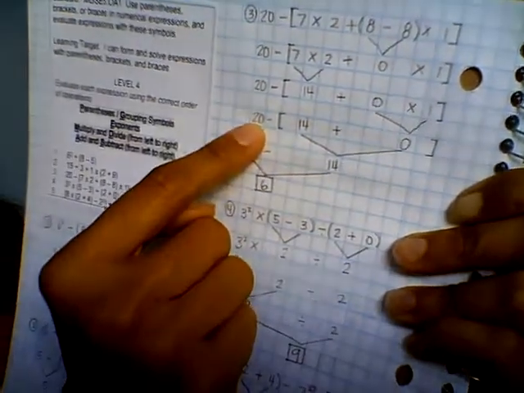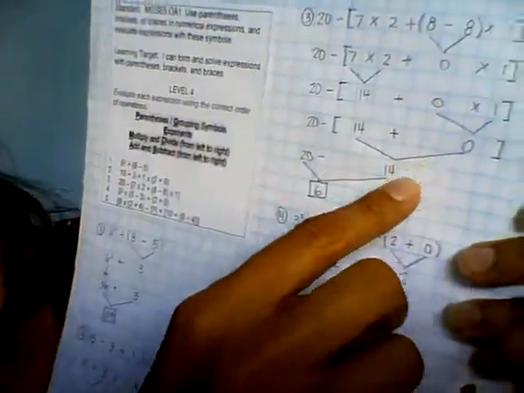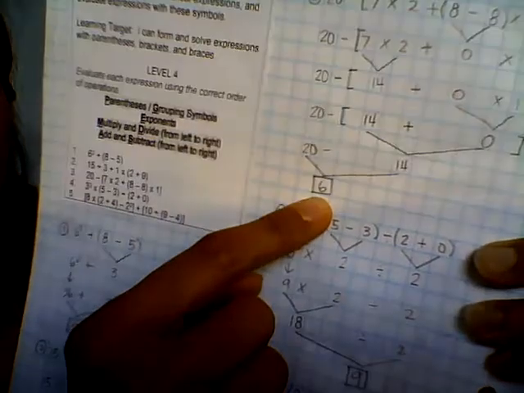Then there's that 20 right there. And then we still need to do what's inside the parentheses or the bracket or the brace. And that is what? A 14. 20 minus 14 is 6.